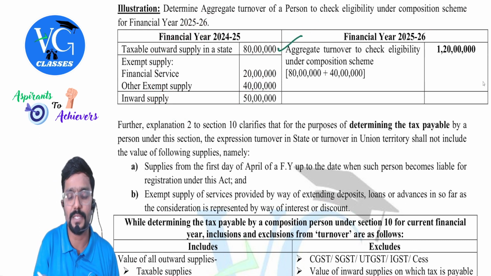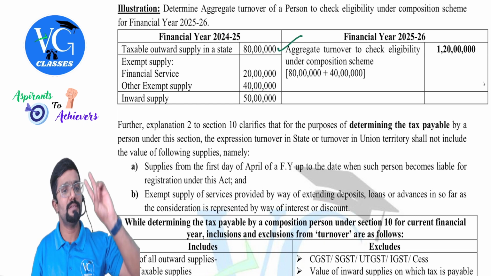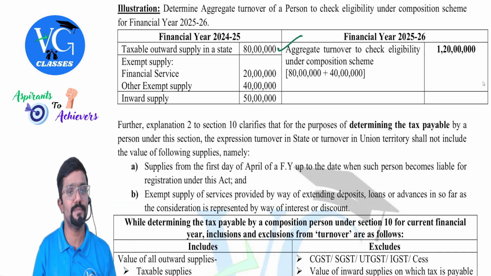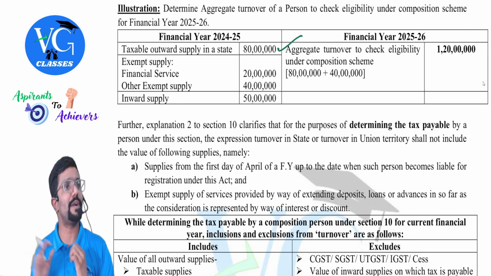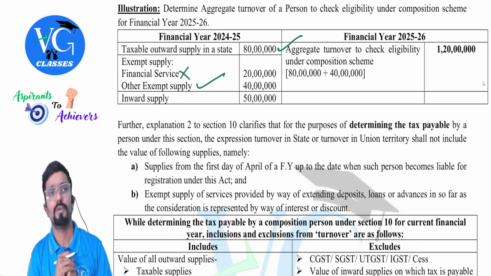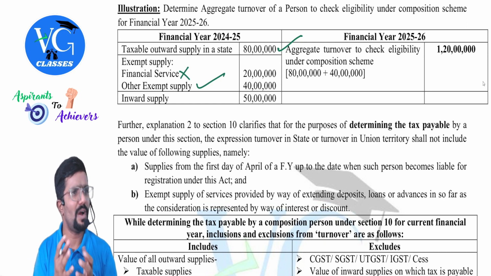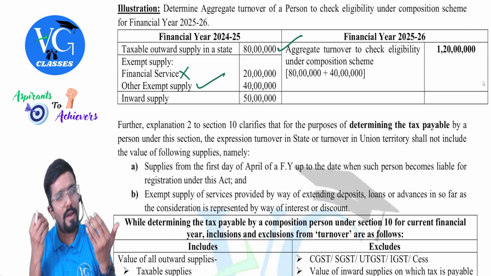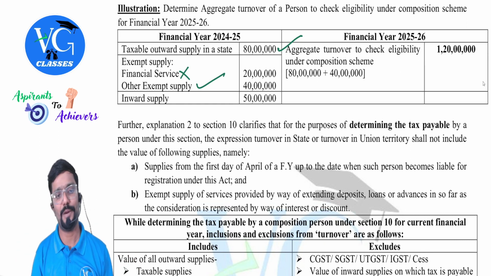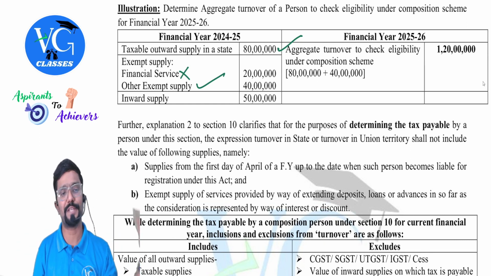Next, exempt supplies. There are two categories of exempt supply. Financial service, 20 lakh. Other exempt supply, 40 lakh. So what should I take? Only other exempt supply. What are those? Other means there are a number of services, which we will take care of in the next chapter. Only financial service we need to exclude.